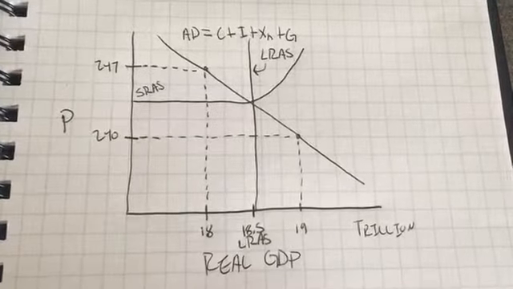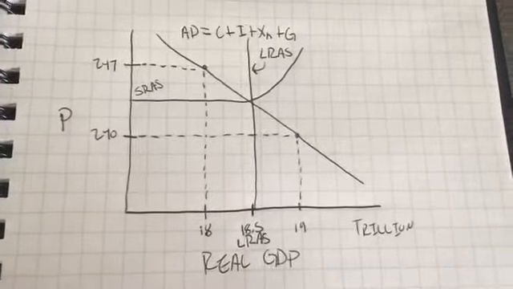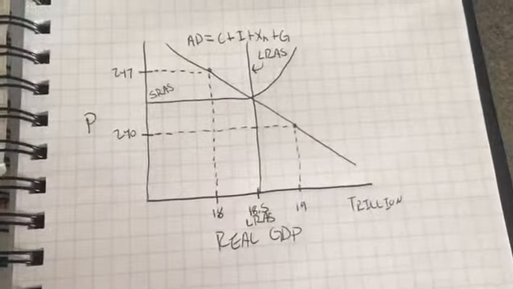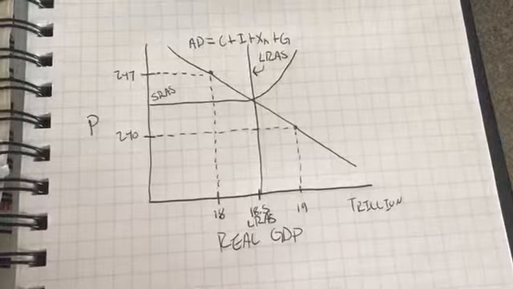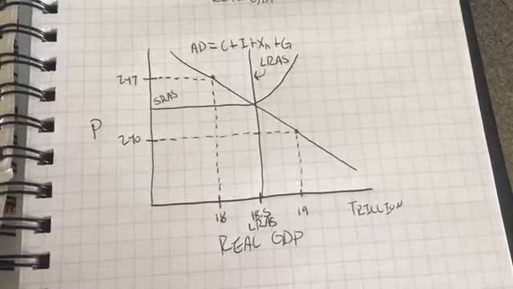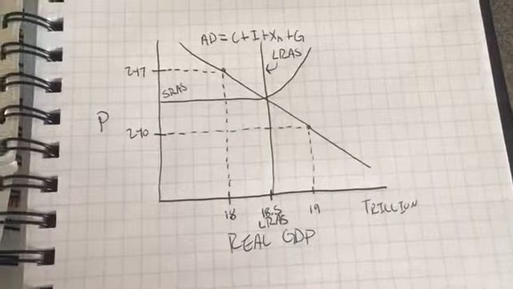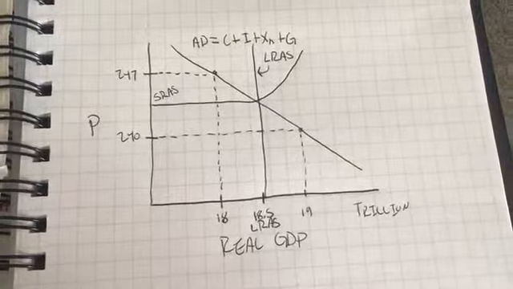Short-run aggregate supply determinants are resource prices, state of technology, and institutional structure of the economy. Ours will be in a 0.5 trillion recession. It is the relationship between total planned economy-wide production and the price level in the short run, all other things held constant.